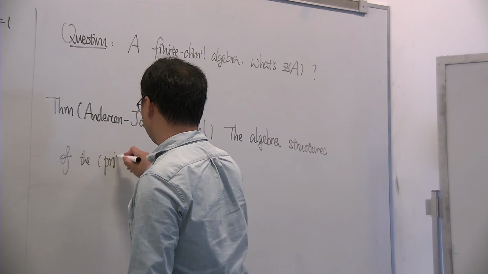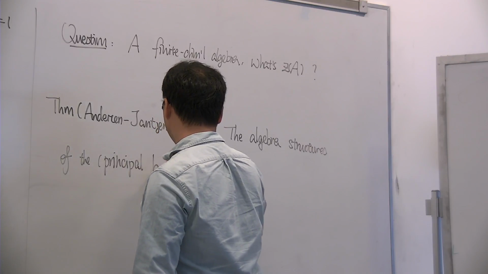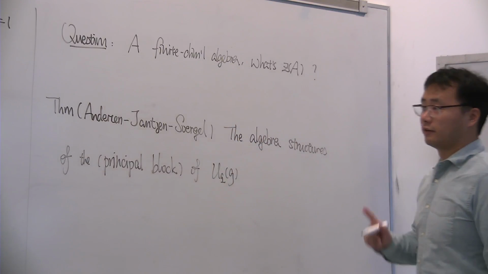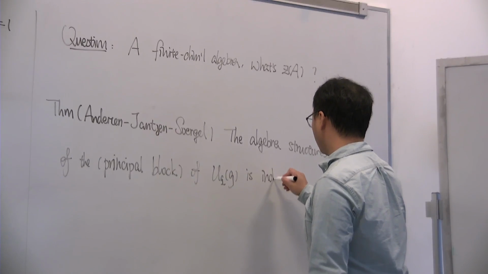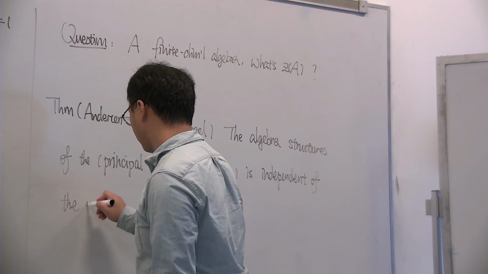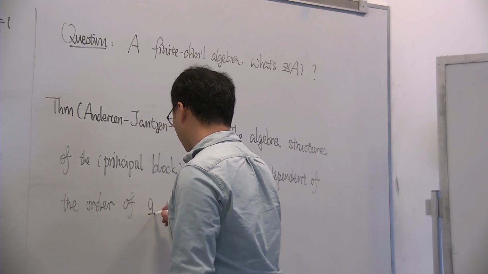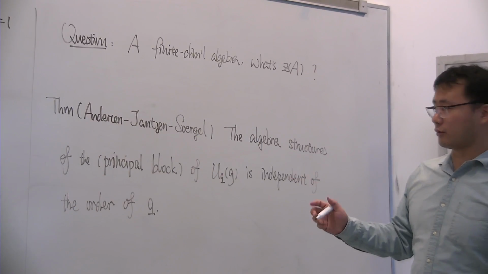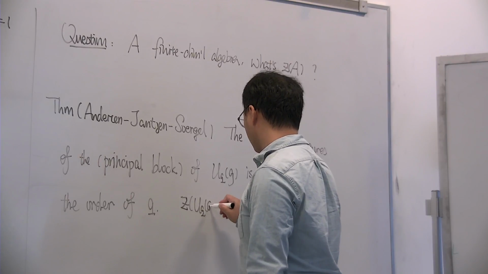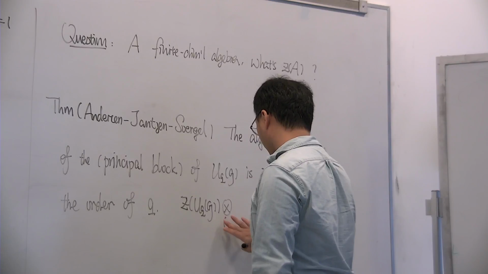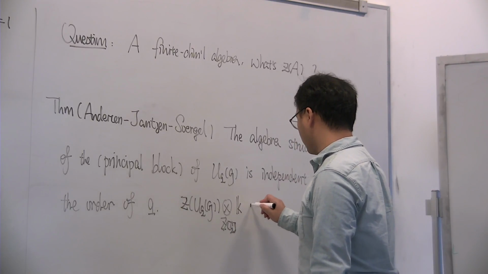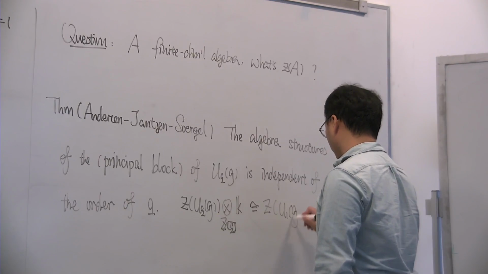The principal block of UQG is actually independent of the order of Q. Furthermore, if you base change the center of UQG over the cyclotomic ring ZQ to a field of finite characteristic K, this is isomorphic to the center of U1G for the restricted algebra.